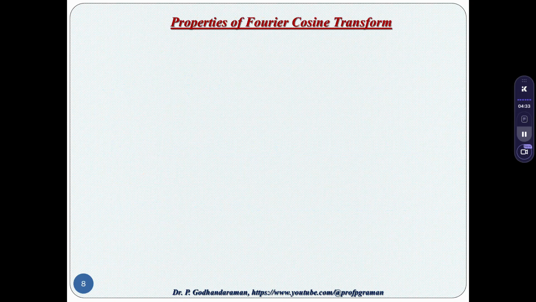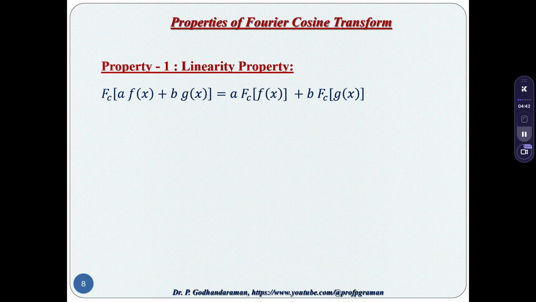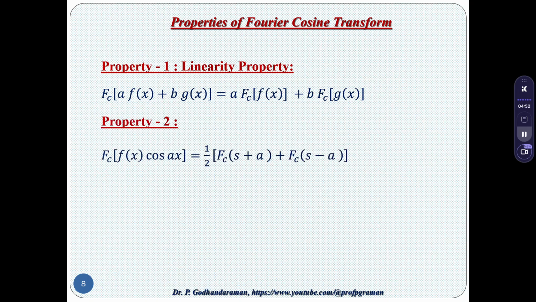The next properties are of the Fourier cosine transform. The first property, linearity property. The Fourier cosine transform of a f of x plus b g of x is nothing but a times the Fourier cosine transform of f of x plus b times the Fourier cosine transform of g of x. So next property, the Fourier cosine transform of f of x cos ax is equal to 1 by 2 times the Fourier cosine transform of s plus a plus the Fourier cosine transform of s minus a.